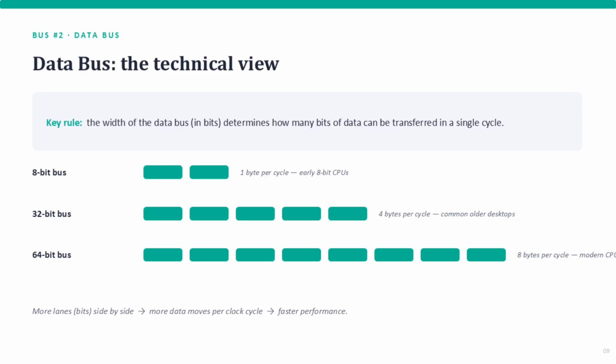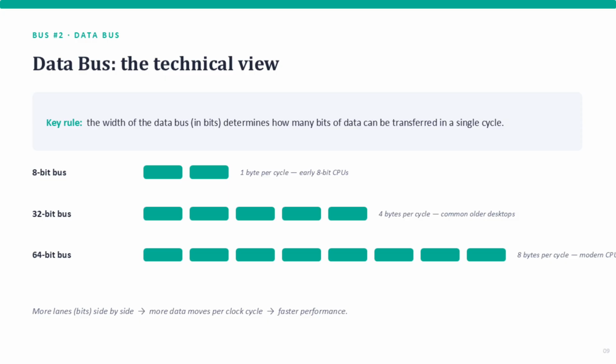Let's look at a few examples. An 8-bit data bus can transfer 8 bits, which is 1 byte, in one transfer cycle. This was common in many early microprocessors. A 32-bit data bus transfers 32 bits or 4 bytes during each transfer. This became common in many older desktop computers. Modern processors often use a 64-bit data bus. That means 64 bits or 8 bytes can be transferred during a single transfer cycle.